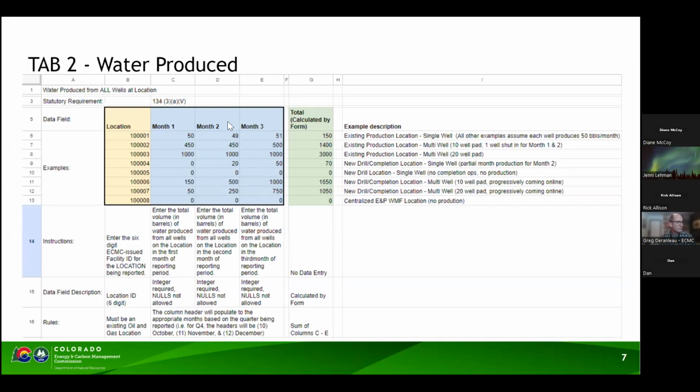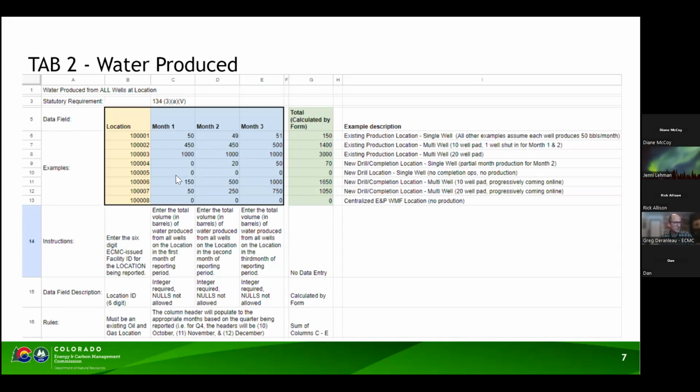In each of the tabs, you'll see some color coding. I believe this is pale yellow, pale blue, pale green. The yellow is any column or cell that is a location ID number that needs to be input. The blue is actual water data that needs to be input. And then green is information that is calculated by the form. So you won't have to put in this information. Instead, the form will calculate it and give you an opportunity to review it and say, yes, that's what I meant to say there.